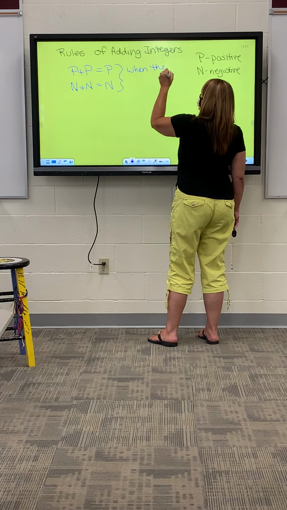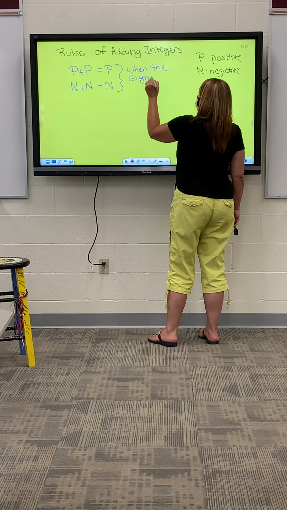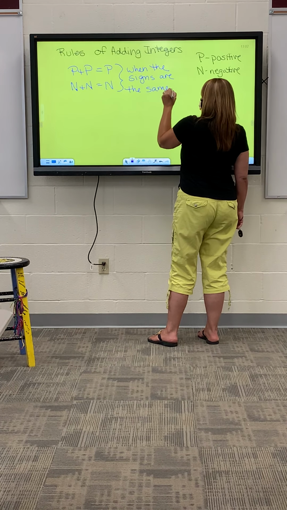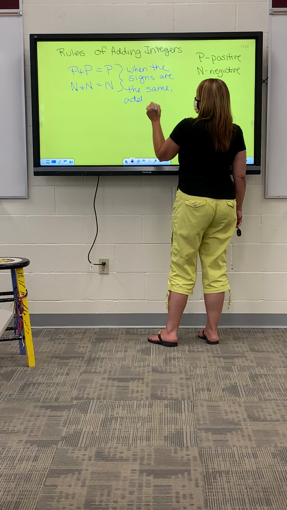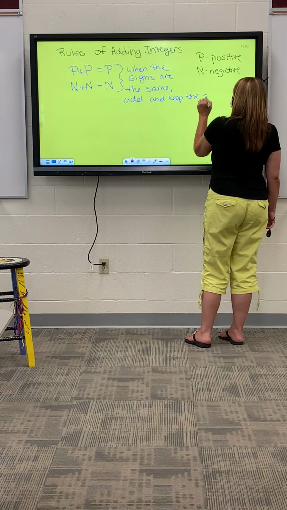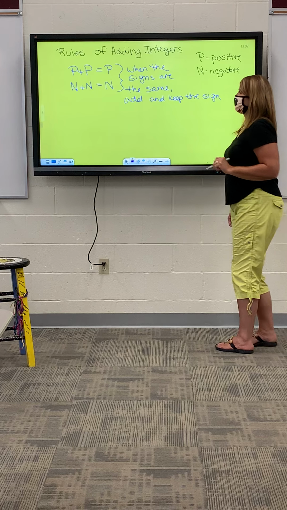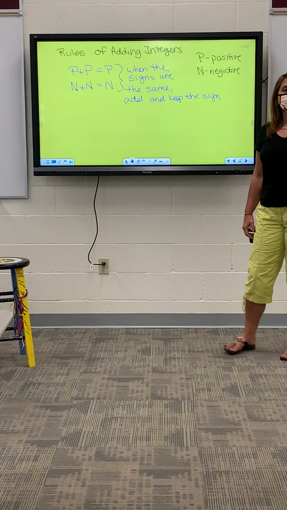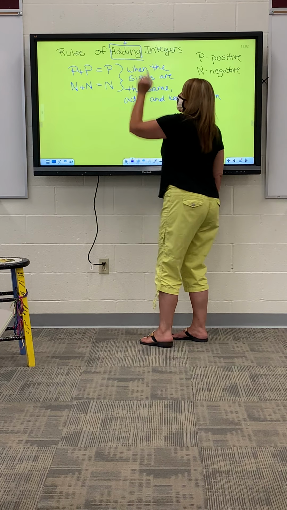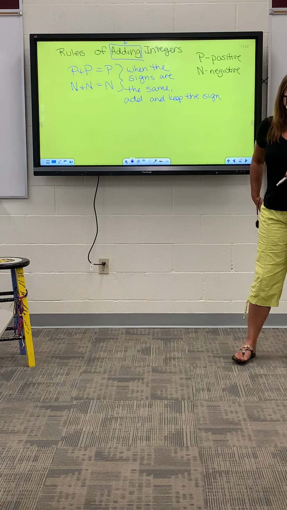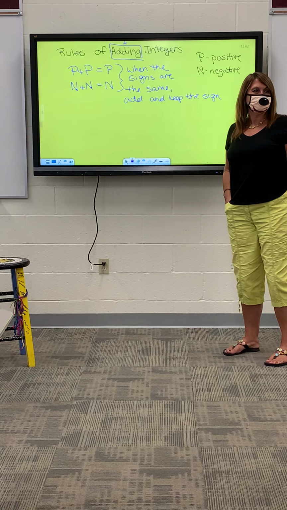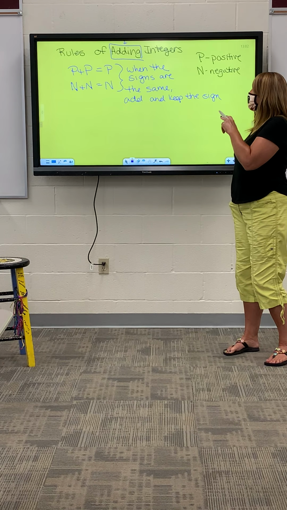When the signs are the same, add the numbers and keep the sign. When the signs are the same, and again, this is super important to know, these rules apply when there's a plus sign in between the numbers, okay? Because it can start getting confusing when you have plus signs, minus signs, negatives thrown in there. So we're just looking right now at adding 2 numbers.